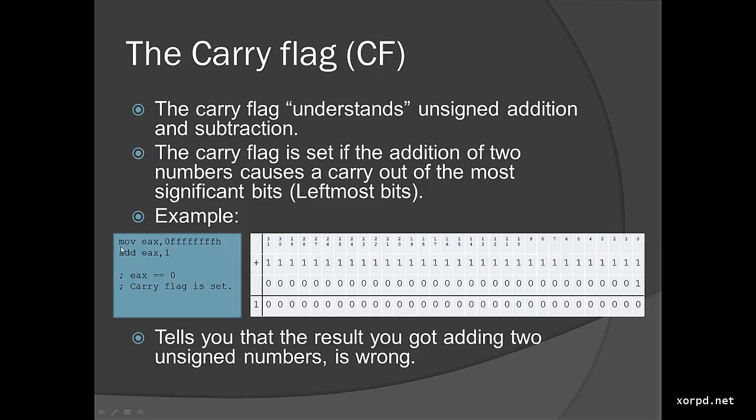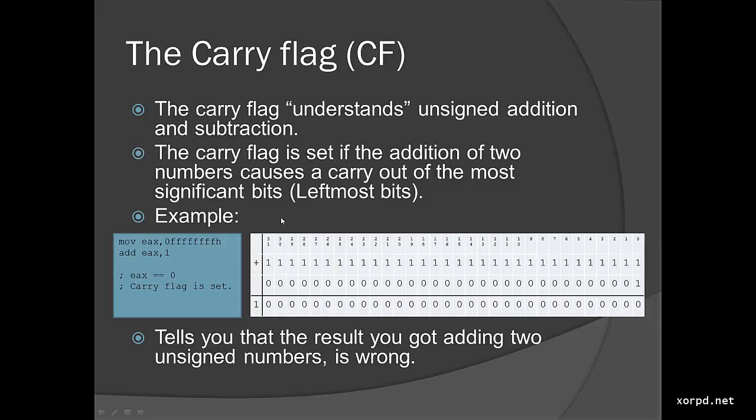We have those two instructions. The first one, move EAX 8 F's. This is actually the largest unsigned number that you could put inside EAX. And the next instruction adds 1 to EAX, which should result in EAX equals 0 because of the wraparound of 32 bits. In this example, the carry flag is going to be set to 1.